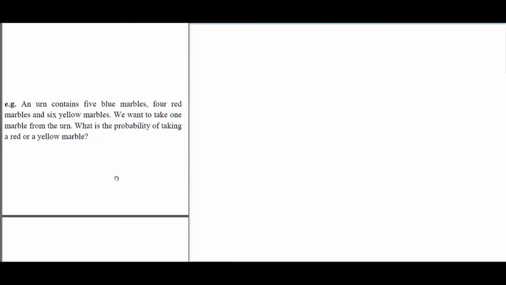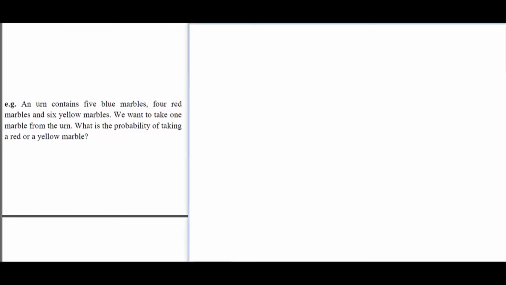In this example, the question says an urn contains 5 blue marbles, 4 red marbles, and 6 yellow marbles. It means the total number of marbles is 15: 5, 4, and 6. We want to take 1 marble from the urn. What's the probability of taking a red or a yellow marble? Or means red union yellow, or A union B, the union of two events in this case. First of all, what's the number of elements in the sample space?